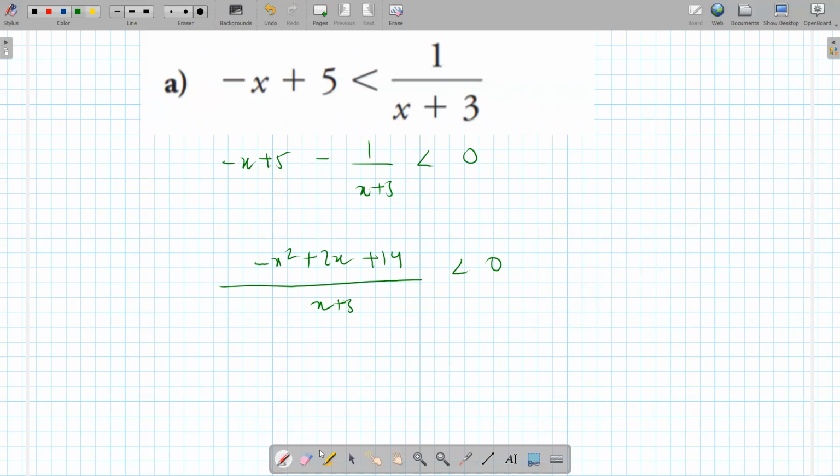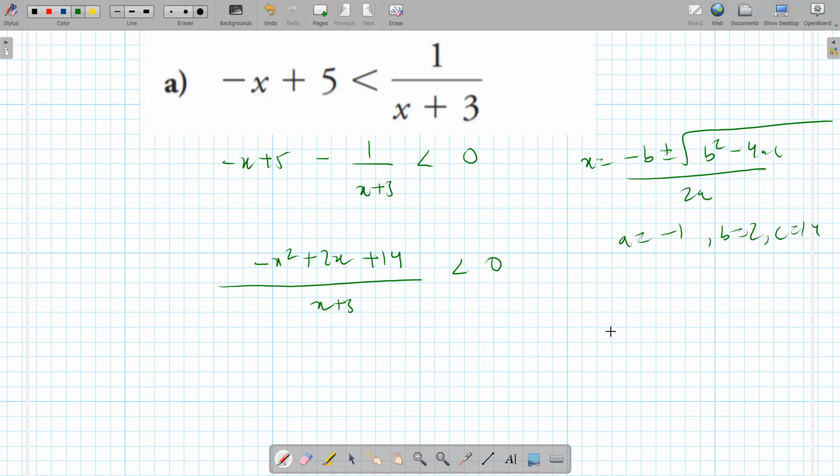You have to find your critical values, which is basically the list of all the vertical asymptotes and the zeros. This is a quadratic that opens upside down and has a positive y-intercept. That means it has x-intercepts, so you're going to have to find those first. Since we can't factor it, the only way is the quadratic formula: x equals minus b plus or minus the square root of b squared minus 4ac, over 2a, where a is minus 1, b is 2, c is 14. Plug it in and it'll give you the x-intercepts.